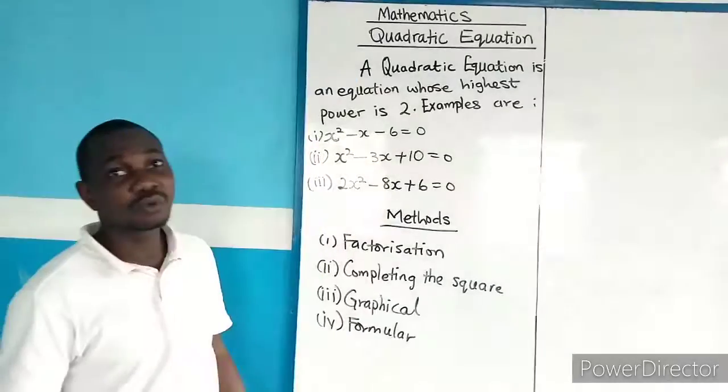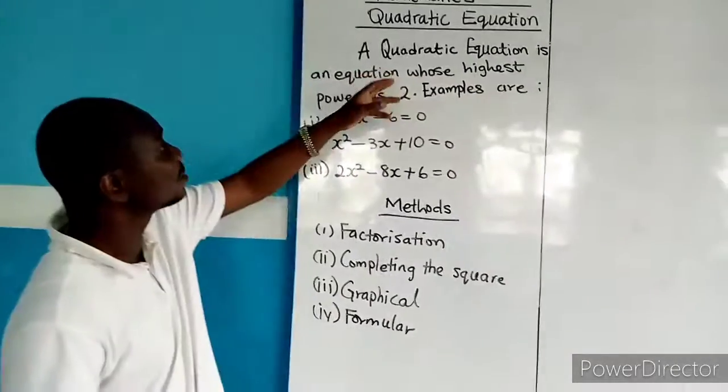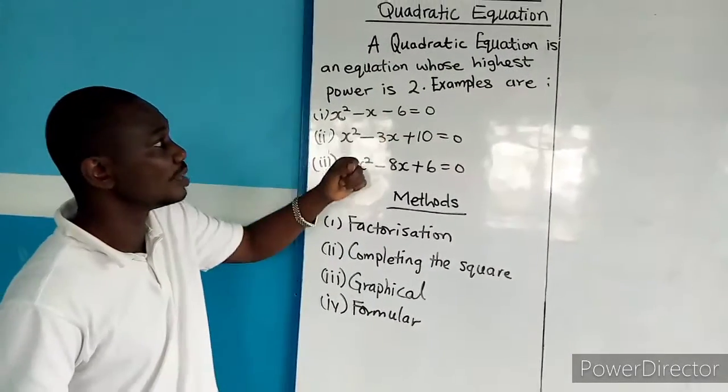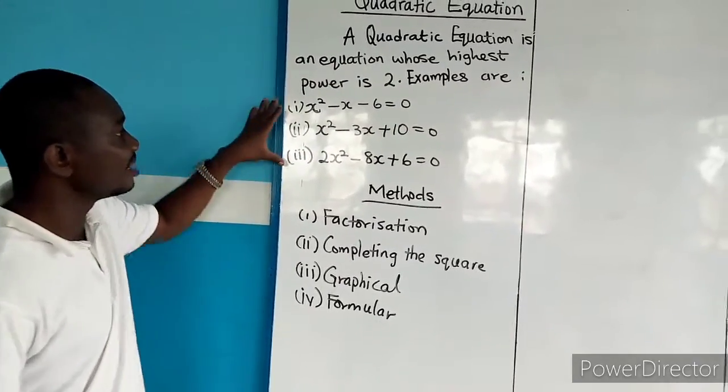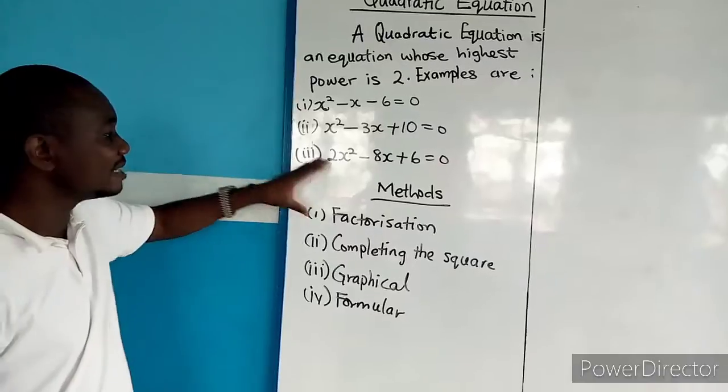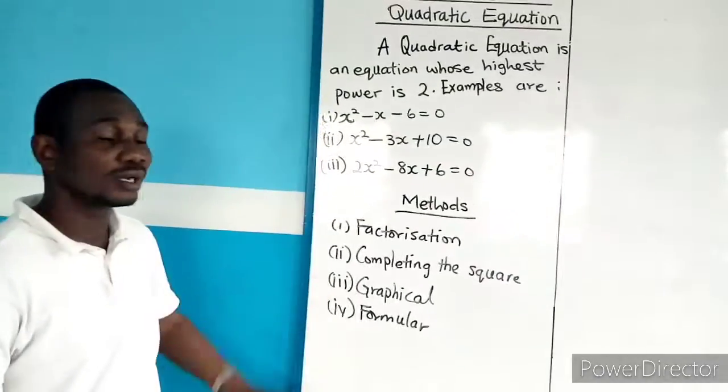Now, what's a quadratic equation? A quadratic equation is an equation whose highest power is 2. And we have examples of quadratic equations here. I have 3 of them here. And we have different methods by which you can solve a quadratic equation.